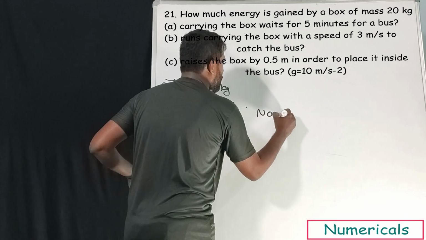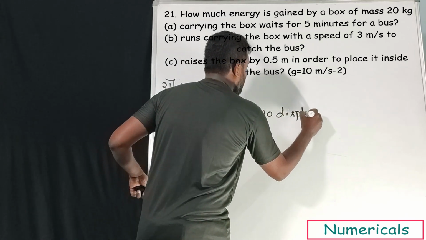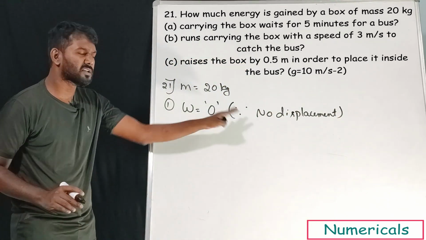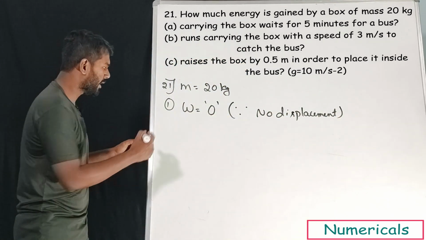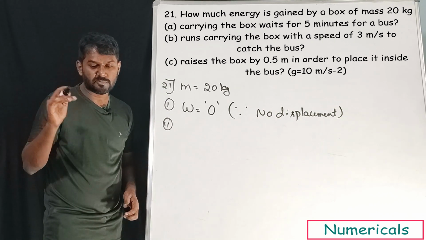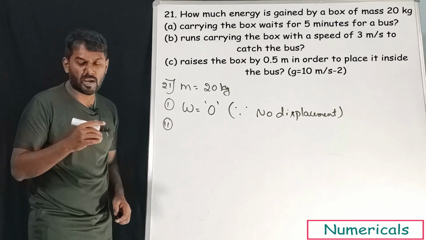You can write it as no displacement. Okay, this is understood. If you write this, you will definitely get full marks. Okay, second sub question: Runs carrying the box with a speed of 3 meters per second to catch the bus.